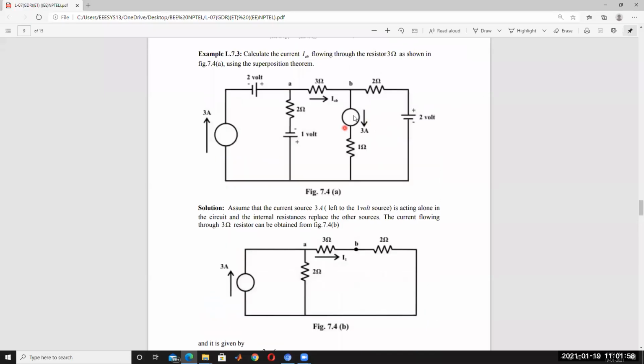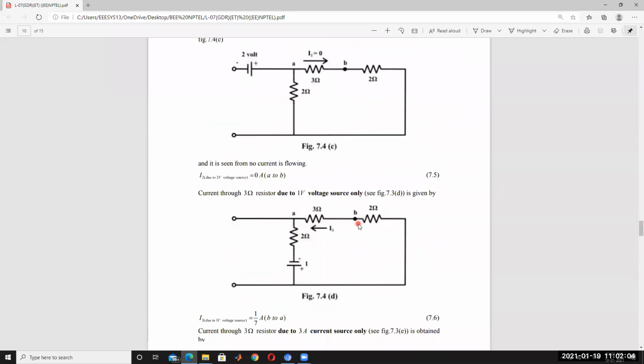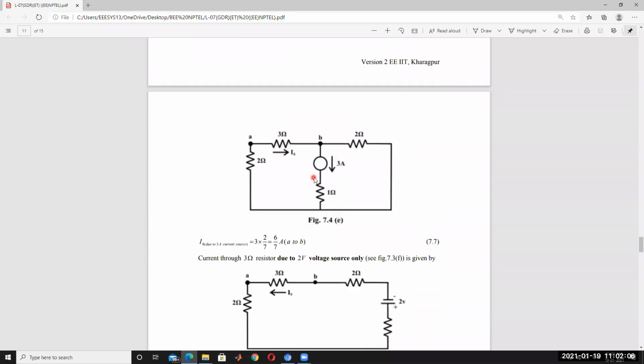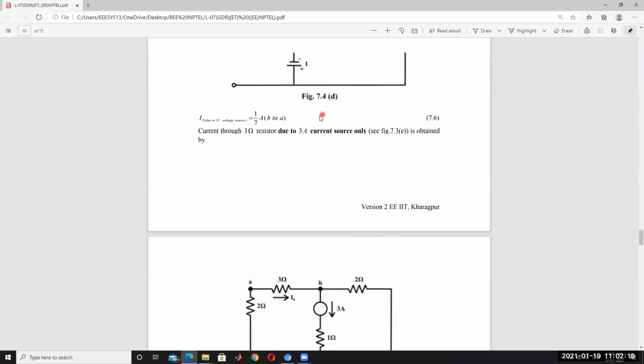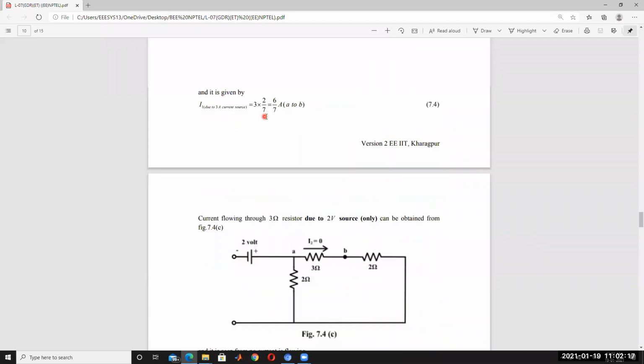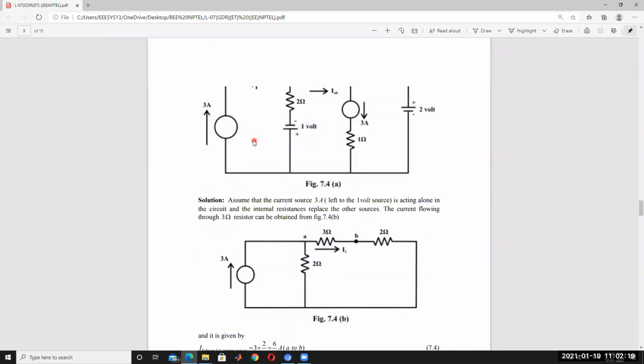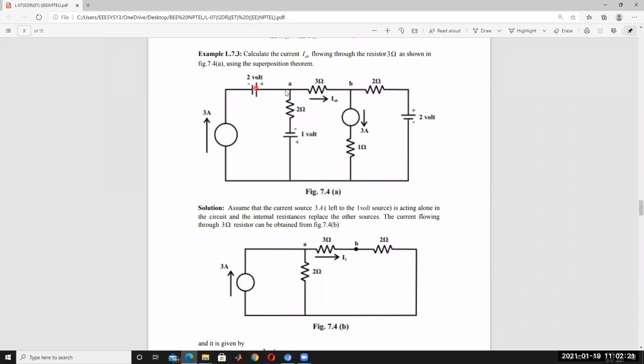By activating this 3 amps current source, we would like to find the current flowing through the 3 ohm resistor. Activating the source means the equivalent circuit will be like this. This connection A to B. This is open circuit. This is short circuit. There is no use of this. Short circuit and short circuit.